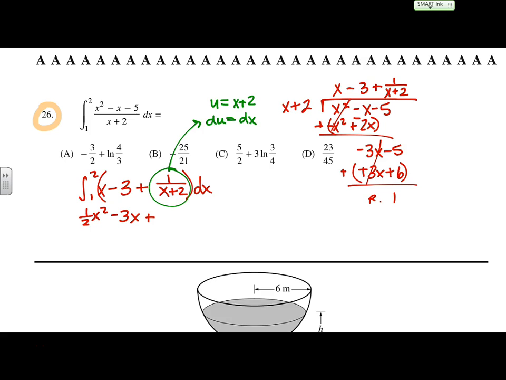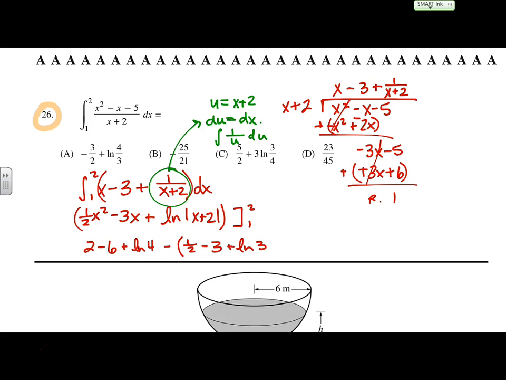du ends up just being 1 dx, which means no big deal. I can think of this as the integral of 1 over u du. And what's the integral of that? ln of x plus 2. And since we haven't stayed in u's, we can just use those cool little x values of 1 and 2. After some pretty quick plugging in, 4 over 2 is 2 minus 6 plus ln of 2 plus 2 is 4, minus 1 half minus 3 plus ln of 3.